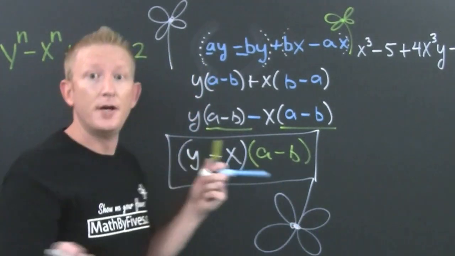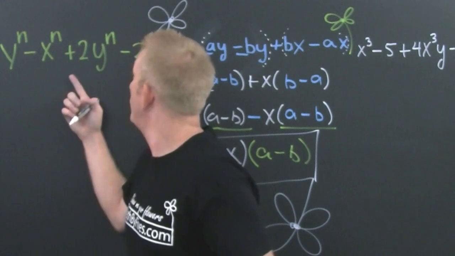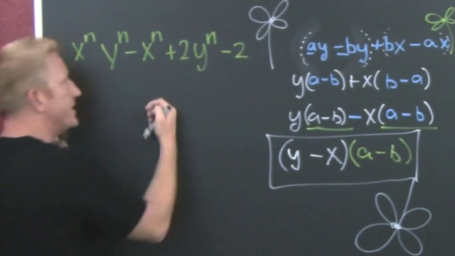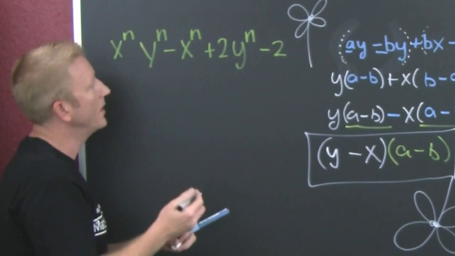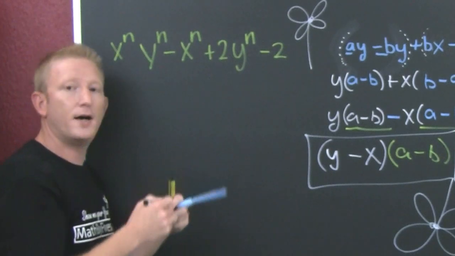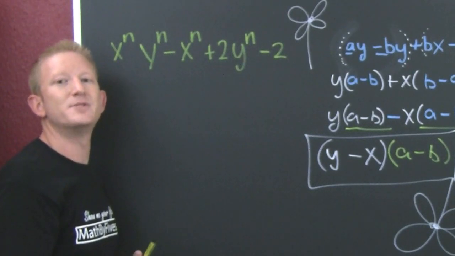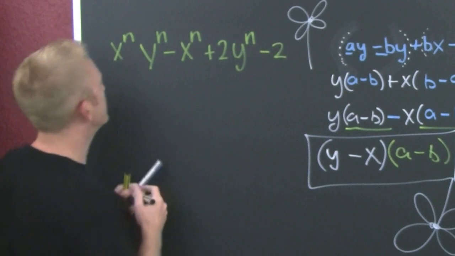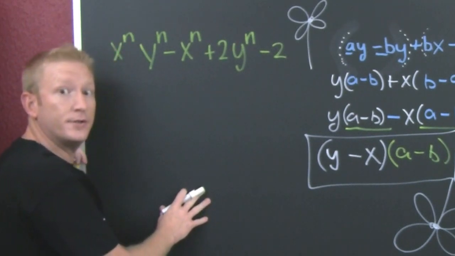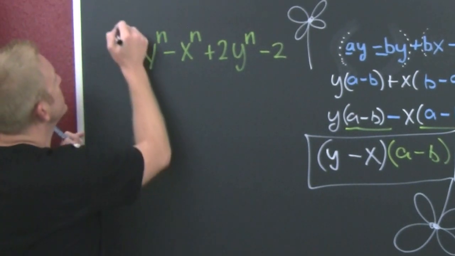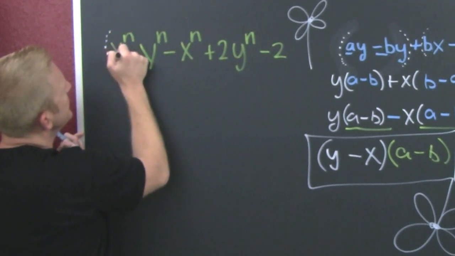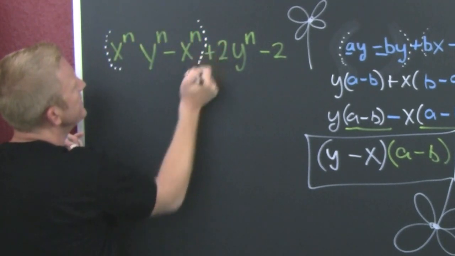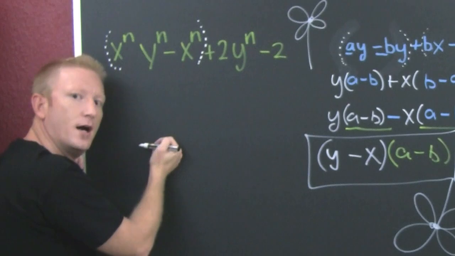But wait, there's more. I want to explore this guy right here. This one's real nasty. What are you going to do? You're going to take it 2 by 2. This is a tough one.